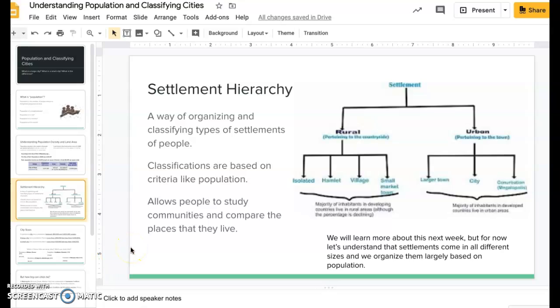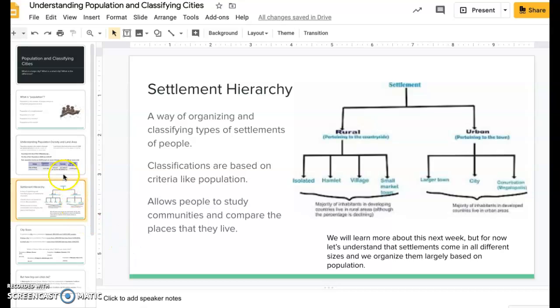Now moving on to trying to understand what cities are, there's something called settlement hierarchy, and this is a concept that we're going to learn more about next week, but I'm just going to introduce you to it now. Just think about settlement hierarchy as a way of organizing and classifying types of settlements of people, okay? So as we talk about cities and villages and where people live, we have to come up with specific words for specific types of living situations. So this hierarchy and these names help us to better understand populations of people and where they live, okay?